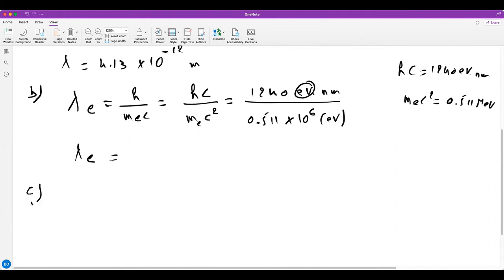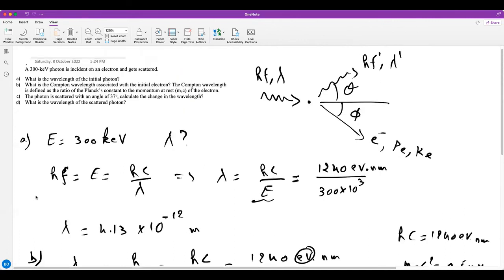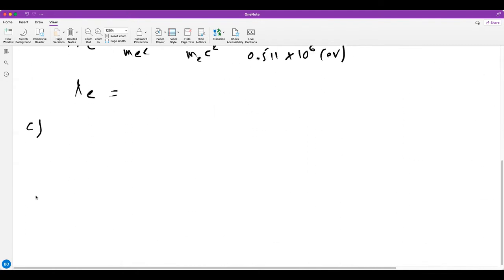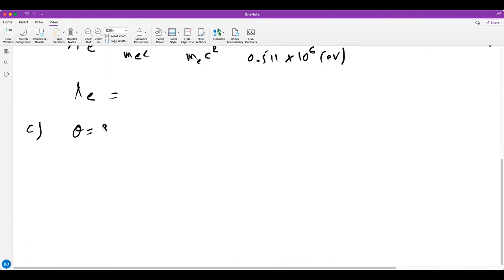The question C is, the photon is scattered with an angle of 37 degrees. Calculate the change in the wavelength. What is the change in the wavelength? Now, what is the meaning of the scattering angle? This means that theta is 37 degrees. Okay, so this angle, the scattering angle, is 37. What is the change in the wavelength?